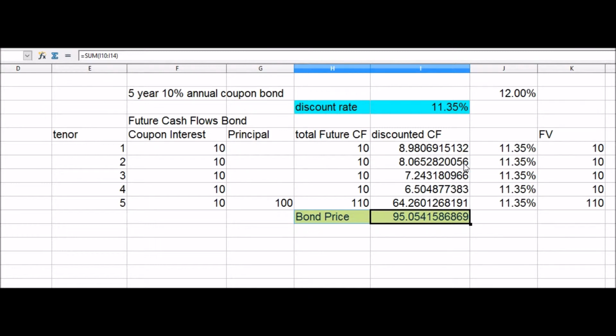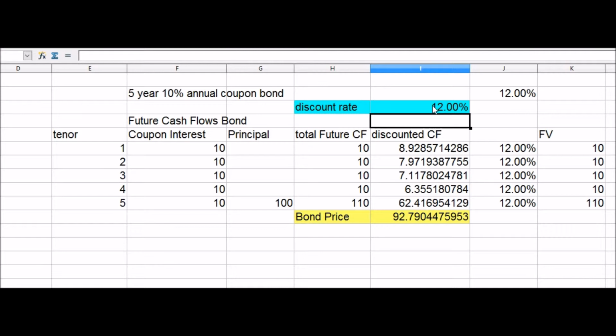Now, if there existed an alternative instrument, which let's assume yielded 12% with the same risk profile, people would prefer to invest in the 12% instrument since it provides a higher yield than our 11.35% GSEC government security. This would cause the demand for our 11.35% yielding bond to fall until the yield of the bond moves higher to 12%. We see that in order for the yield to become 12%, the prices need to fall to 92.79.